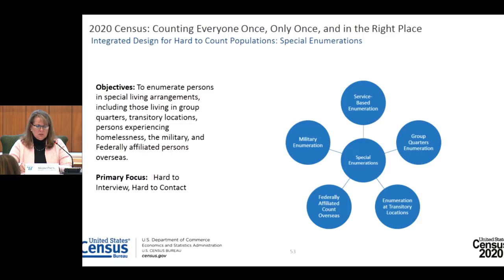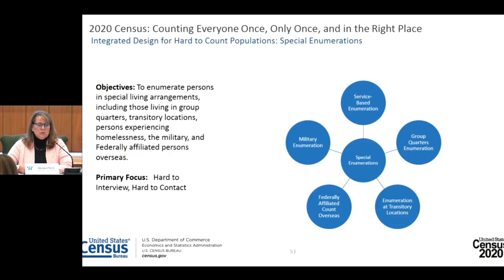Additional examples of special enumerations are military enumerations, where we will receive administrative records for all military personnel and their dependents from the Defense Manpower Command Divisions under the Department of Defense. The federally affiliated Count Overseas, where we will also receive counts from military personnel and their dependents stationed overseas from Defense Manpower, as well as from federal agencies who have staff stationed overseas.